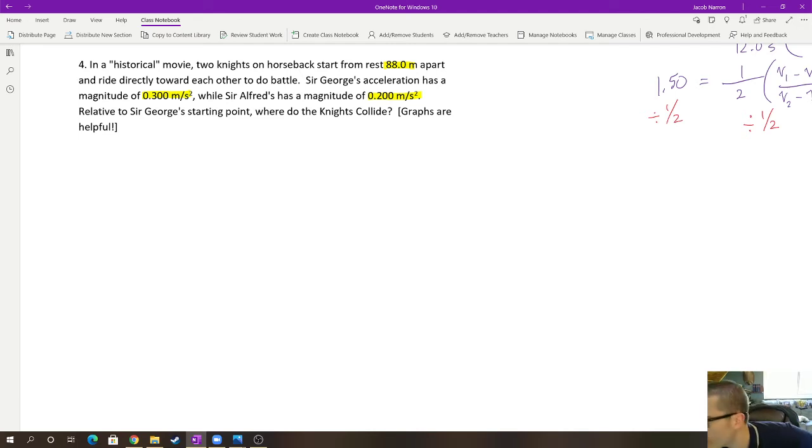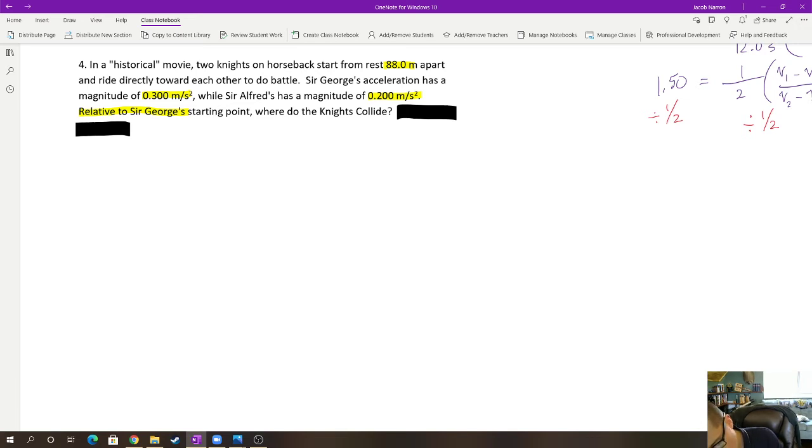Okay, we're going to base everything off Sir George because that's what the problem's looking for. It says, where do the knights collide? And I said graphs are helpful. That was back when I taught this the first time. I'm going to go ahead and tell you guys, we need to do this the algebra way. So yeah, you could use graphs to do this if you're really smart, but I would rather you did it with algebra. So that's what I'm going to do.